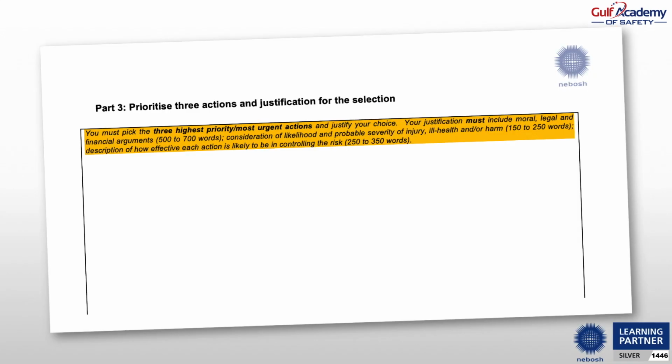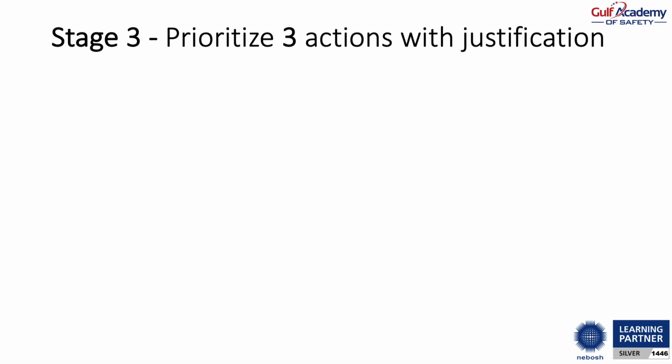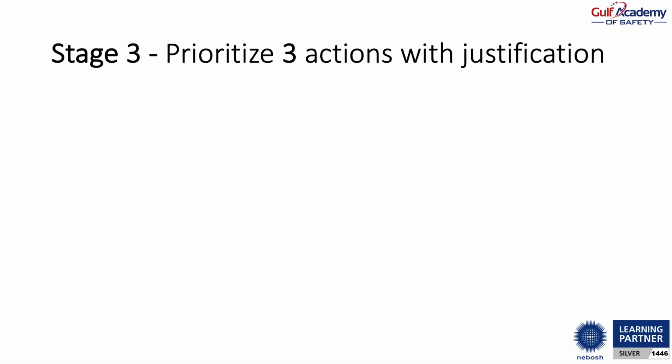This is how your Part 3 form looks like. This format has been provided by NEBOSH for learners' use. This is the stage 3 of your risk assessment. Once you have picked the 3 highest priority or most urgent actions needing attention, you must give a justification for why you think these are the highest priority or most urgent actions.